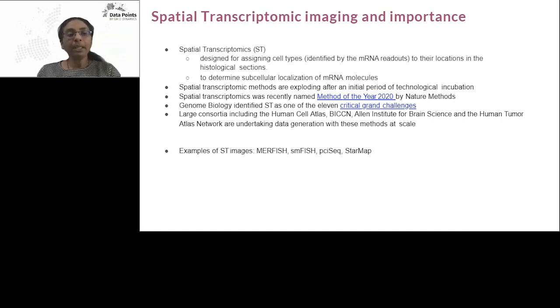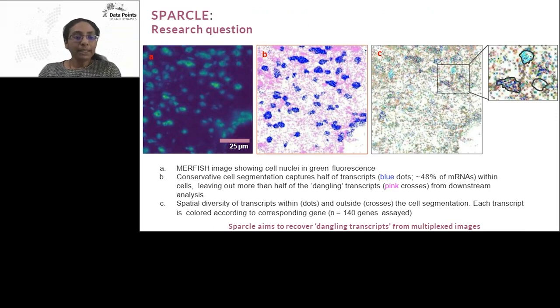What was my particular research question? So this is an example of a MERFISH image that I had shown in the previous slide. The green fluorescence that you see here is again the cell nuclei. In the second panel, I've plotted the mRNA transcripts that belong both within the cell and outside the cell. The ones within the cell are marked in blue, and the ones outside are marked in pink crosses. As you can see, there are so many pink crosses outside, which currently in downstream analysis are discarded, simply because you do not know which cell they belong to.